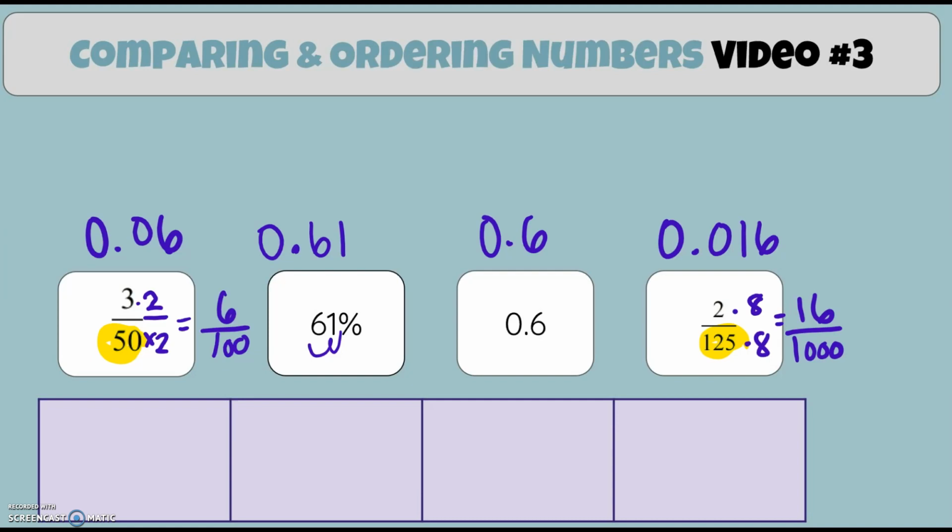Now, I need to make sure I have the same number of digits after the decimal, and I can see that this last number has 3 digits after, which means I need to have 3 digits for all of them. So keeping that in mind, this has 2. In order to get 3, I add a 0. Same thing with my second number. In this case, this only had 1, so I have to add 2 zeros to the end, and now I'm able to compare. So the numbers that I'm looking at are 60, 610, 600, and 16.